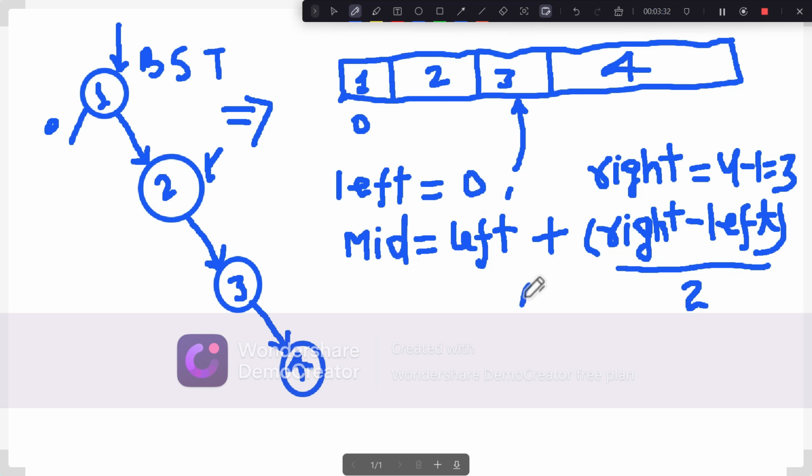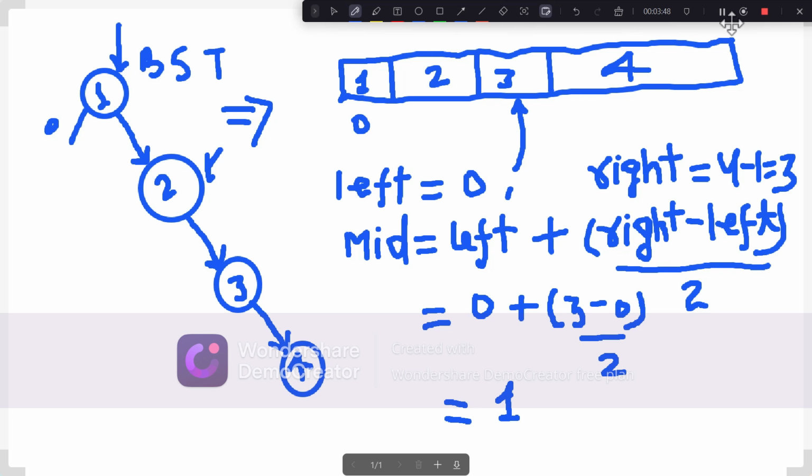So let's calculate it. See here, left is 0 and right is 3. So 0 plus 3 minus 0 by 2. Basically this is 0 plus 1 point something, so this is 1 only, right? So mid equals 1. What is there at index 1? At 1 it is 2. So our root should start with 2. We have to make this our root for the balanced binary search tree.